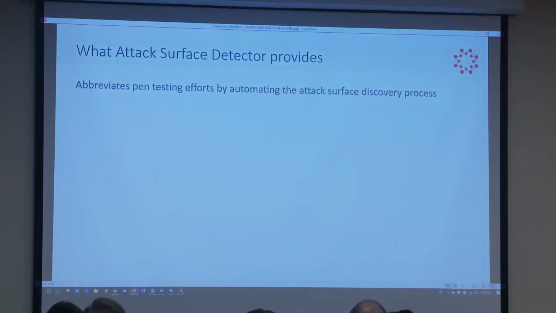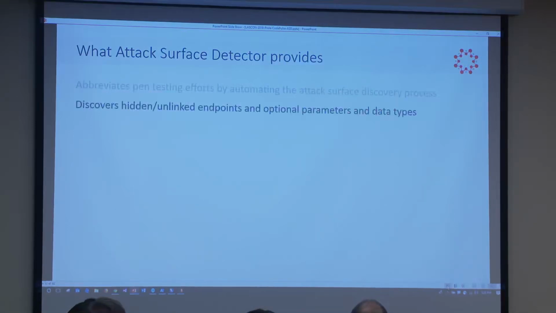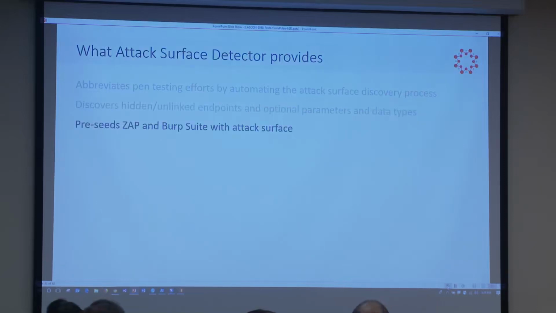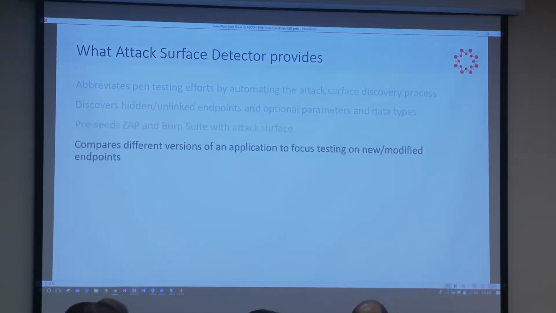The attack surface detector helps abbreviate pen testing efforts by automatically discovering the attack surface. Particularly, it'll discover hidden or unlinked endpoints, just like we saw in the demo, and also optional parameters. So you may have a debug parameter or other parameters that aren't going to be seen from the outside. This can be used to precede tools like ZAP and Burp. By precede, it means feed those tools with the attack surface before you do your spidering or active scanning, so it can discover things that it would otherwise find very hard to do.